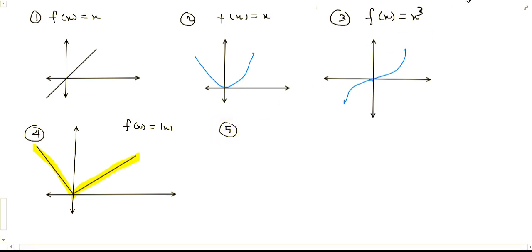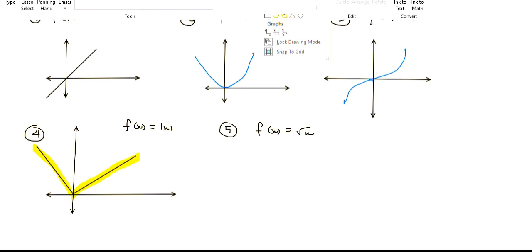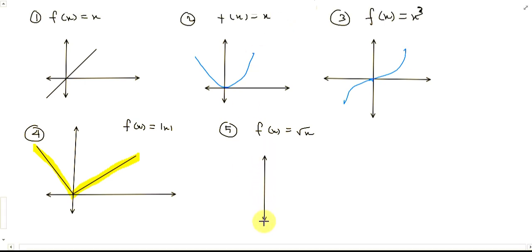Next, let's see f of x is equal to root x. The graph of this function will be like this. We have a value at x equal to 0, which is 0, and it is going like this. We find that this function is strictly increasing.